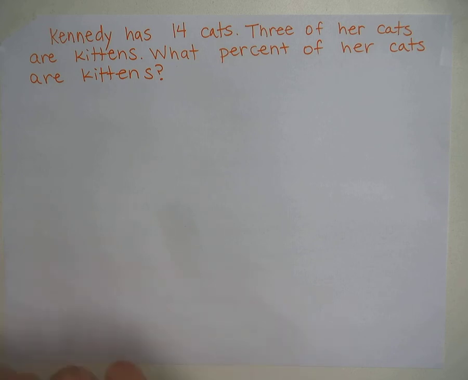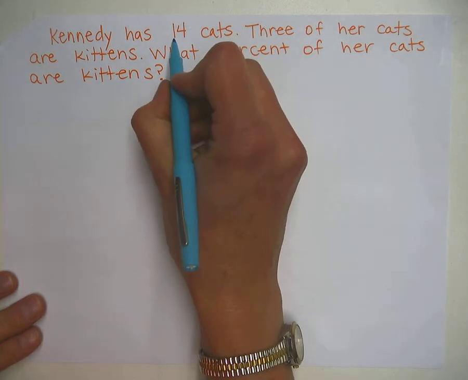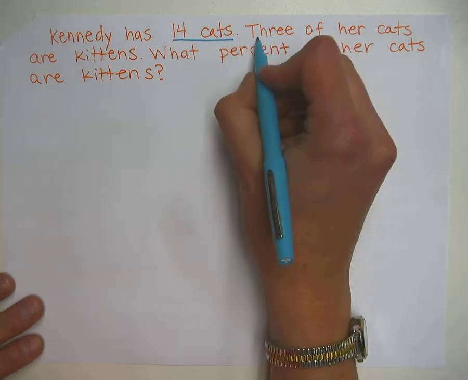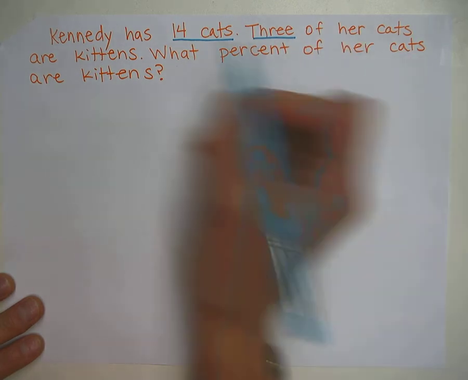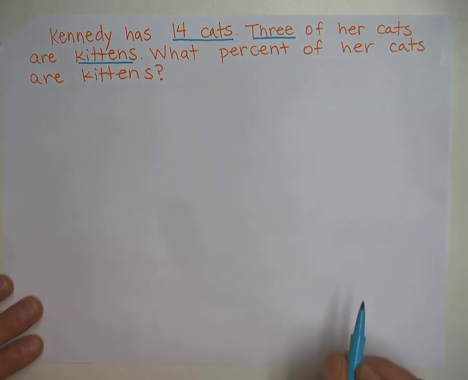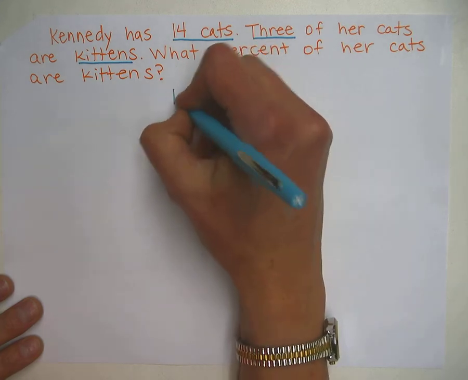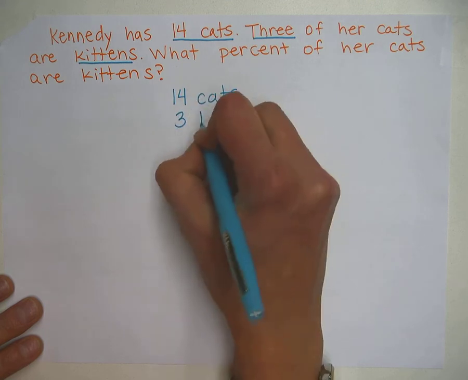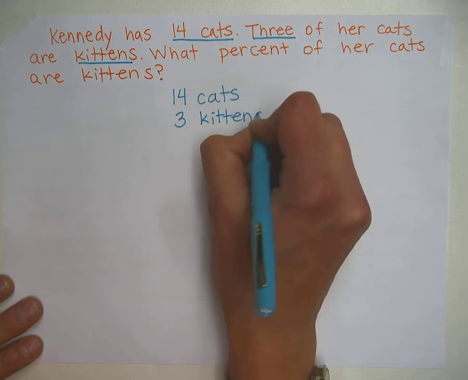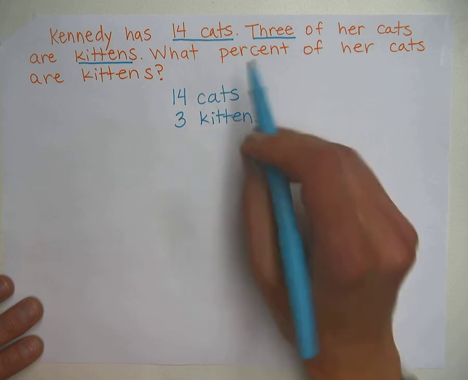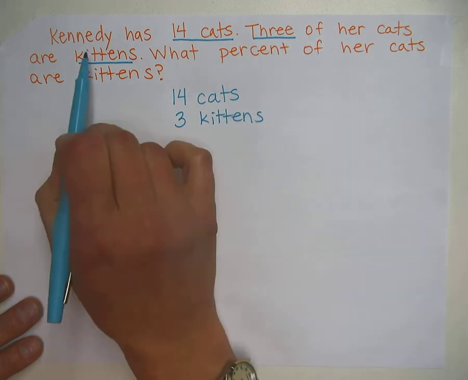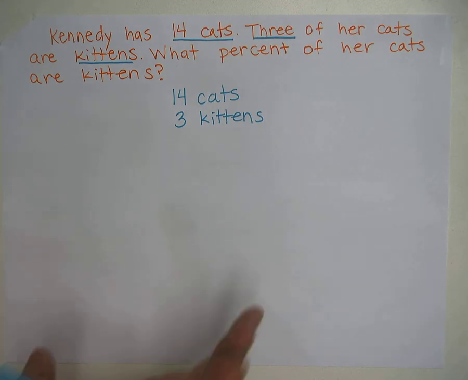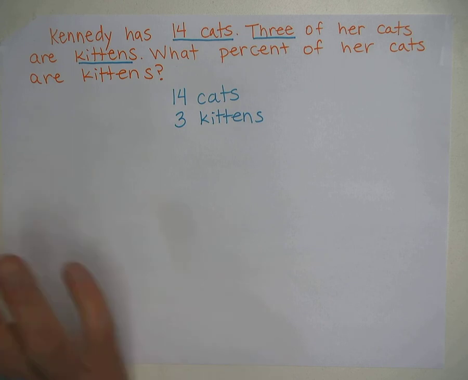So we know that Kennedy has 14 cats. And we know that 3 of them are kittens. So we know that she has 14 cats and she has 3 kittens. Now that's not 14 cats plus 3 kittens. 3 of her cats are kittens. So what percent of her cats are kittens? Okay, well, still, how do I do that?